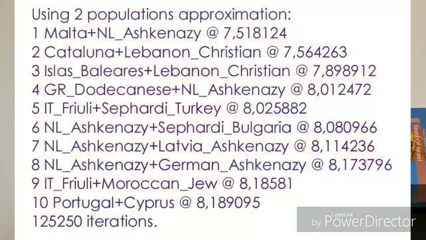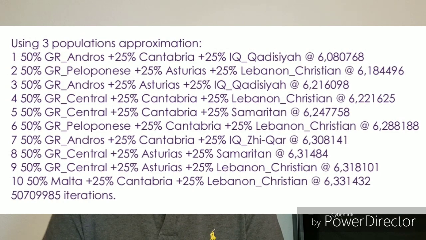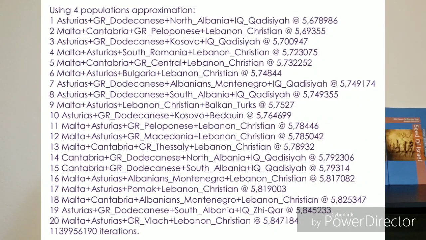Using two populations approximation, Malta plus Netherlands Ashkenazi. Number 2, Cataluna plus Lebanon Christian. Islas Baleares plus Lebanon Christian. And you can see from the screenshot, the number 1 as far as 3 populations approximation, 50% Greek Andros, 25% Cantabria, plus 25% Iraq Qadisiyah. And then using 4 populations approximation, Asturias plus Greek Dodecanese plus North Albania plus Iraq Qadisiyah.